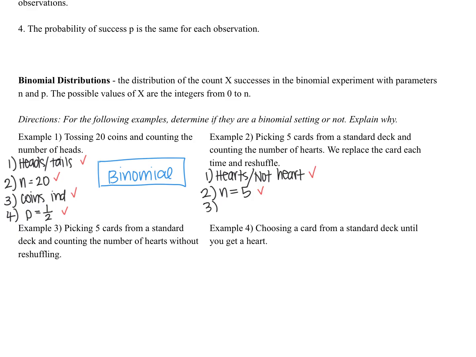For number 3, for the trials being independent, the key things that lead us to knowing that these are independent is that we're replacing the card each time and reshuffling. Those are very important words here. So because of that, we are meeting the independence condition. And that is also how we are meeting our probability remaining the same, because we're replacing the card. Because there are 13 hearts in a deck, our probability is 1/4 each time. So all 4 conditions are met, so this is also a binomial distribution.